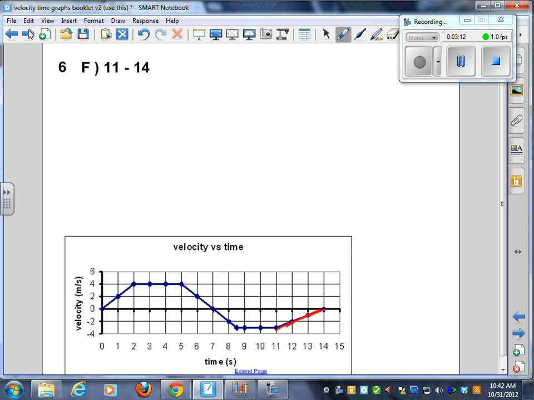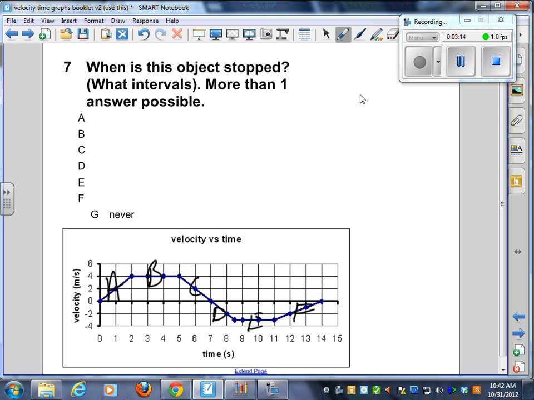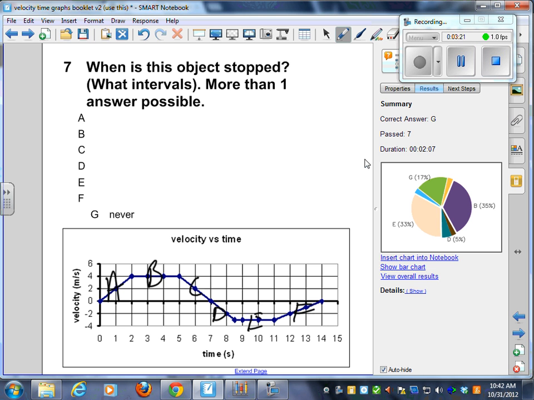All right. Number 7. When is this object stopped? Never. G. Never. And yes. Okay. Why is it never? This is a velocity time graph. It's a graph of the velocity values. So to be stopped, the velocity has to be 0. So during which intervals does the object have a value of 0?